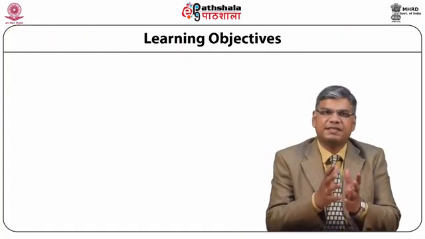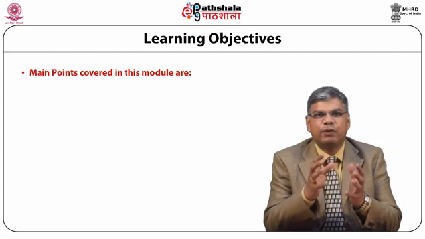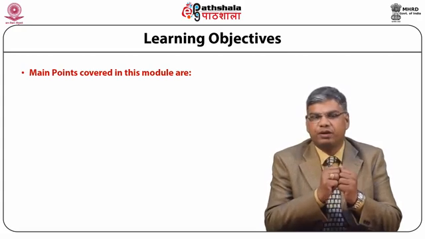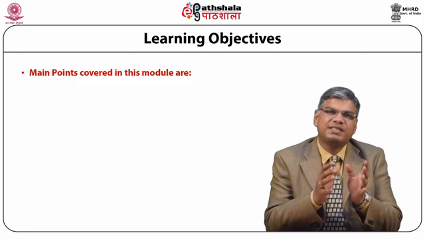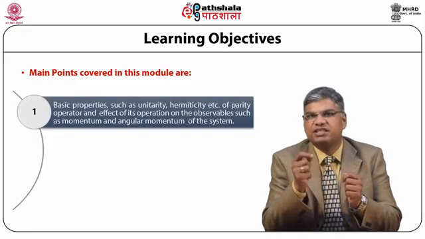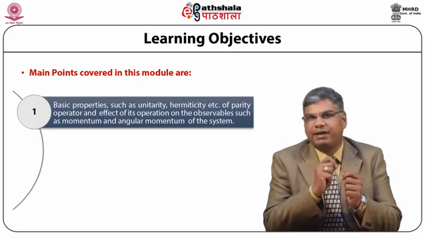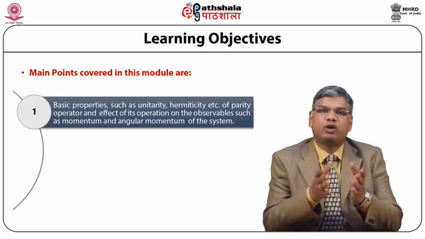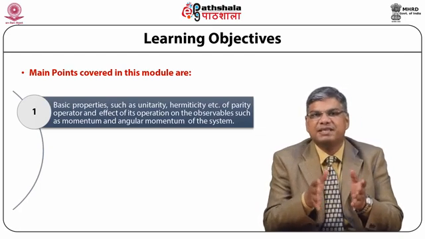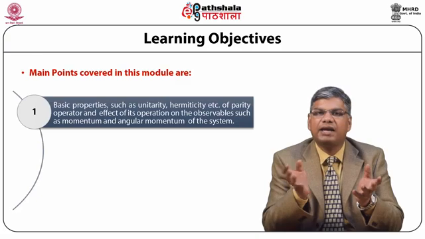Today we are going to discuss the module Discrete Symmetries, Parity Operation and Time Reversal from the paper Quantum Mechanics 1. Now let us first see the main points that we are going to cover in this module. Firstly, we will study the basic properties such as unitarity, hermiticity, etc. of the parity operator and the effect of its operation on observables such as momentum and angular momentum of the system.